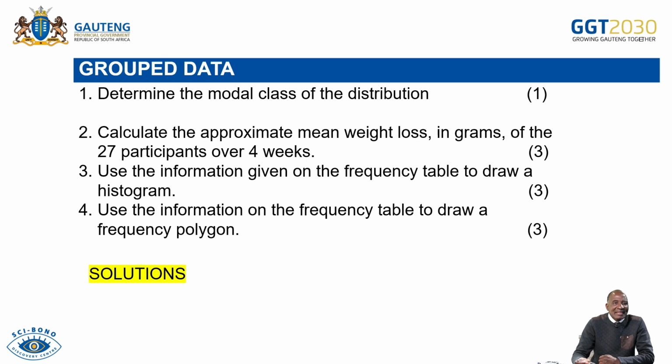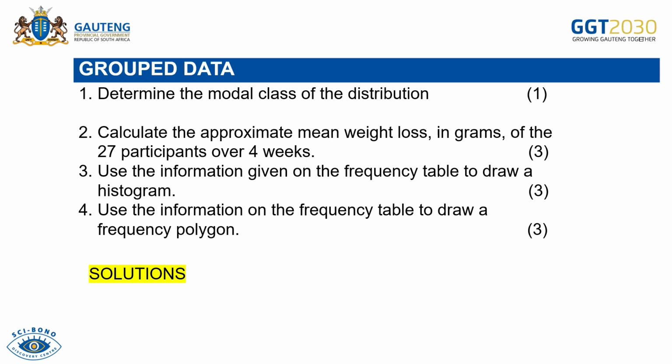Then question number 3, use the information given on the frequency table to draw a histogram. So it simply means in number 3, this information that we have put into classes enables us to draw a specific type of graph which is called a histogram. It's a specific type of graph that we call a histogram.